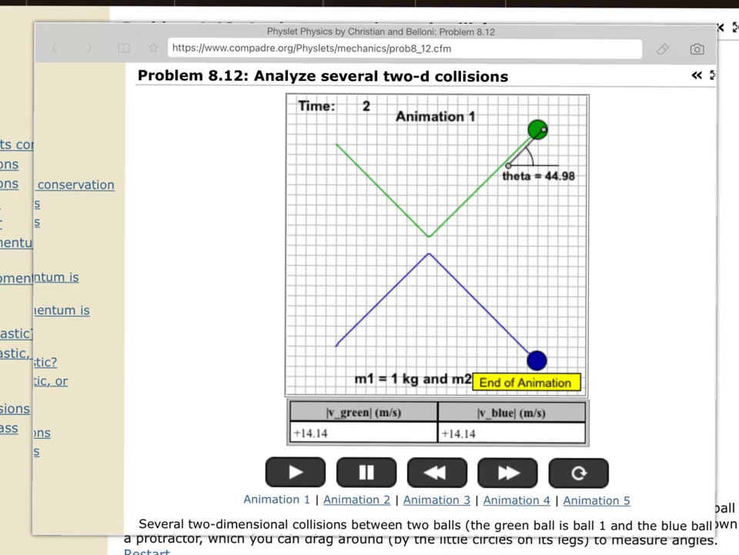Let's see if we can get animation 4. Okay. Looks very much the same, but the masses are different. Notice the masses are different in this. So you see the angles are different. Stop it. Go back to 1. You see in 1 the masses are the same, and they go off with the same angle.